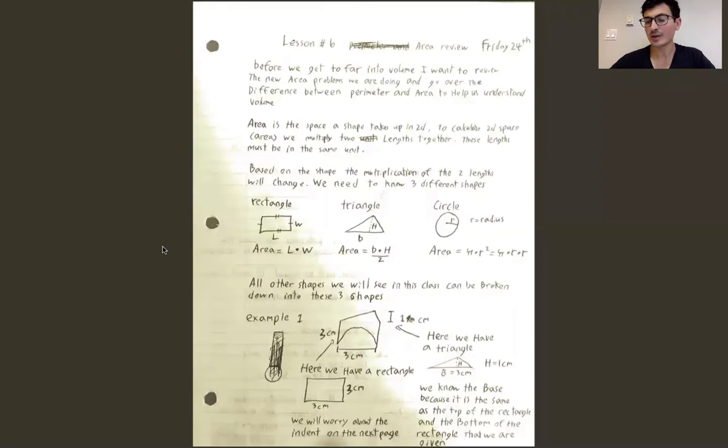For a circle, it's a bit different. We're only going to need one dimension of a circle. We need the radius. The radius is from the center of the circle out to the edge. Now the diameter is a bit different. The diameter is all the way across the circle, and the radius is just going to be half of the diameter. For area, we don't want to use diameter. We commonly use radius, from the center to the edge.